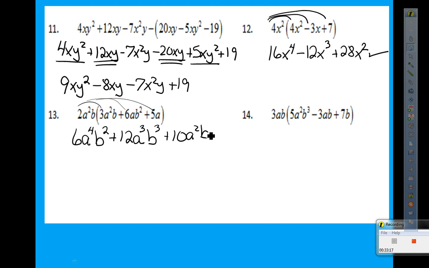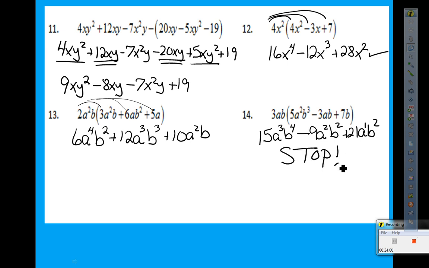And then one last one. I'm going to distribute again. So I got 15. A to the 1 plus 2 is 3. B to the 1 plus 3 is 4. Minus 9. A to the 1 plus 1 is 2. B to the 1 plus 1 is 2. And then the last term, plus 21. A to the 1 plus none is 1. B to the 2nd. And then stop. There's no like terms in here. So you can't keep going.